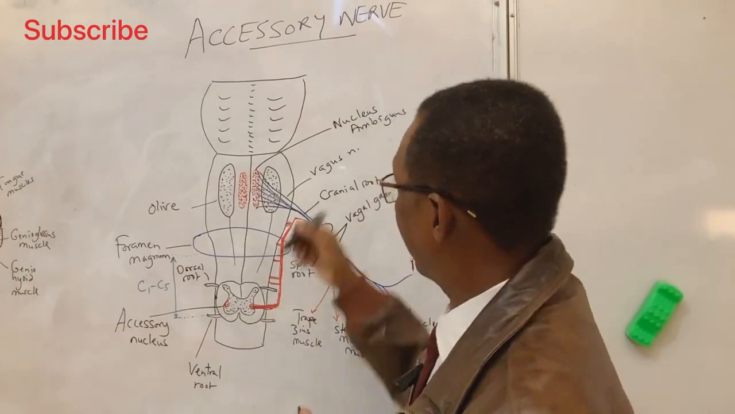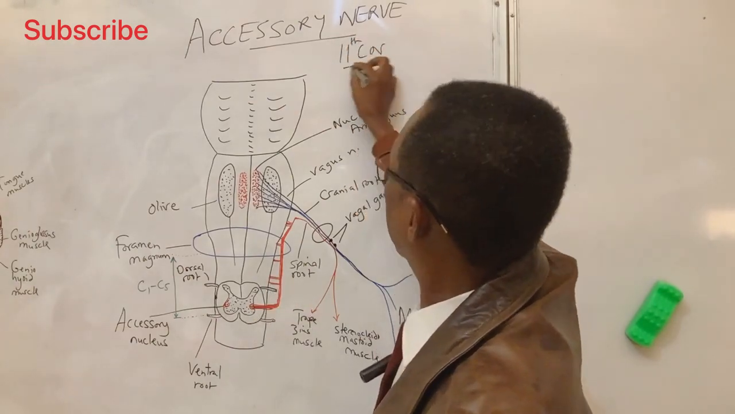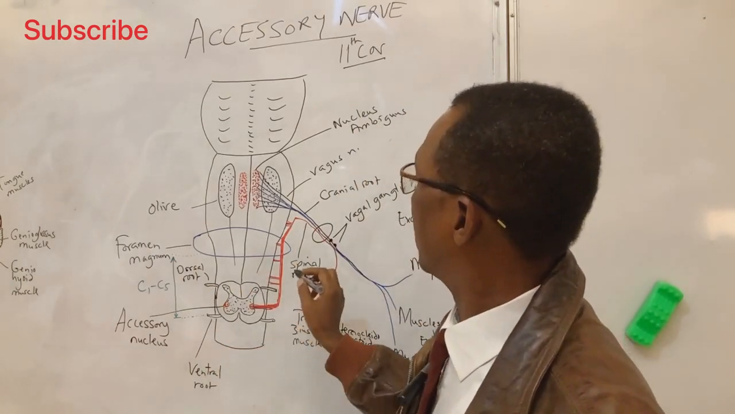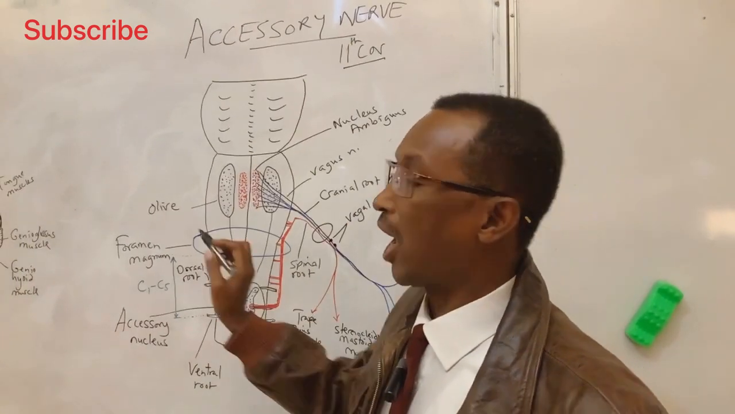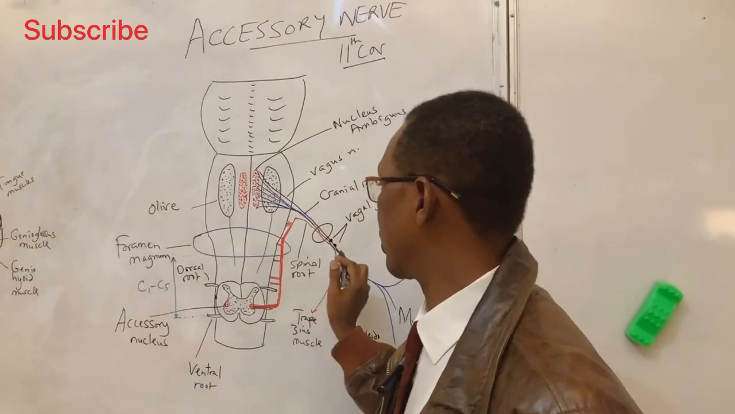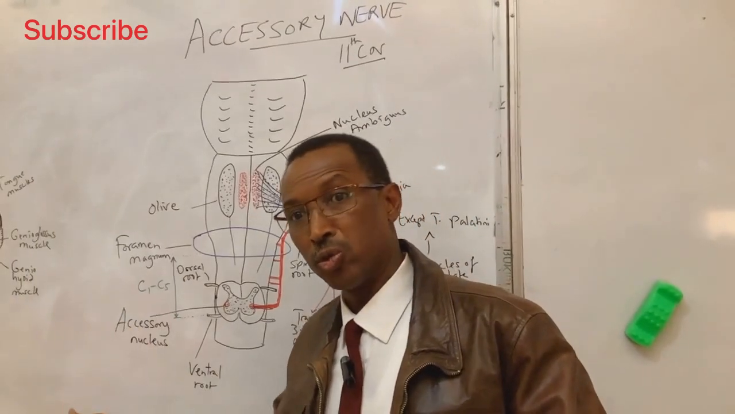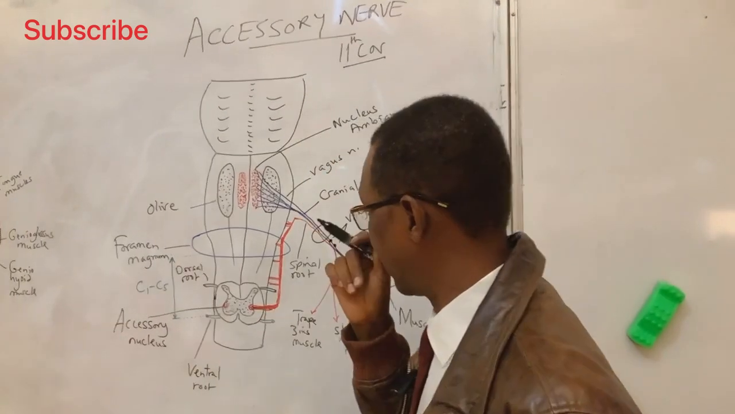And this is the 11th cranial nerve, right? So, like the hypoglossal nerve, this nerve is also motor in nature. Hypoglossal nerve is purely motor, so also accessory nerve is also purely motor in its own supply.